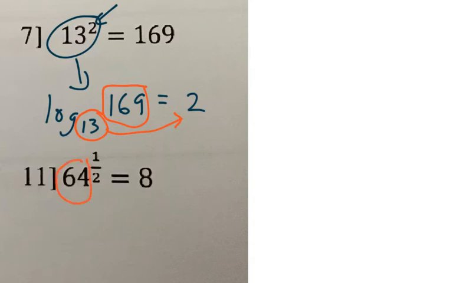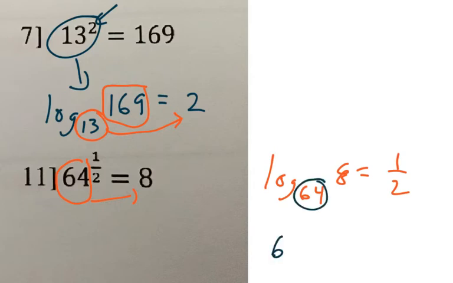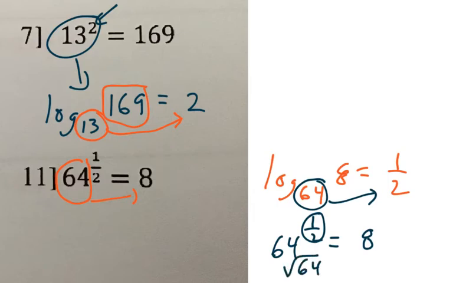Notice the power is base 64. So I'm going to say the log base 64 of 8 is equal to 1/2. Again, we could test it out, because if I take the 64 base and I go to the 1/2 power, is that equal to 8? Yes, it is, because remember, 1/2 is a square root, and the square root of 64 is 8.